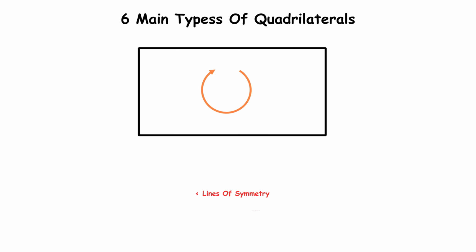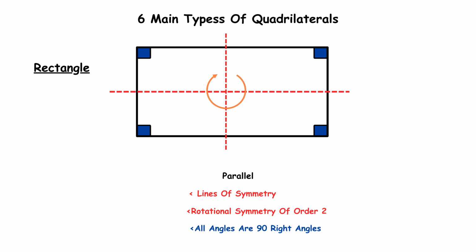As a result, rectangles only have 2 lines of symmetry, usually along the vertical and horizontal midlines, and their rotational symmetry is of order 2, which means they look the same twice during a full rotation.